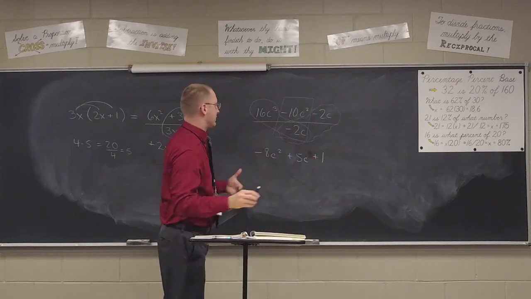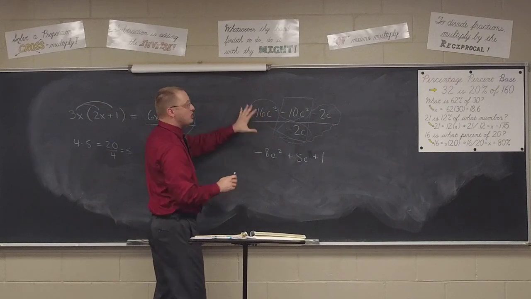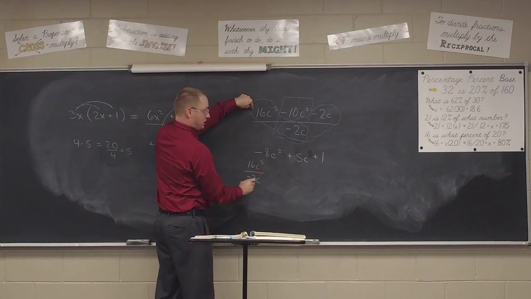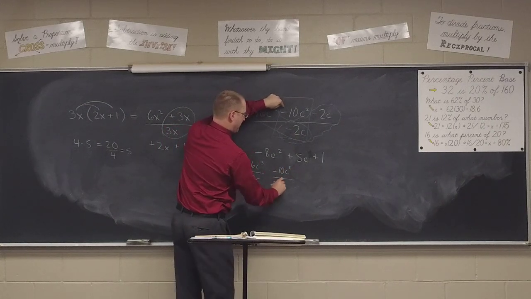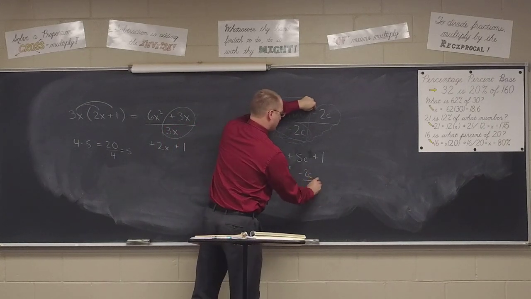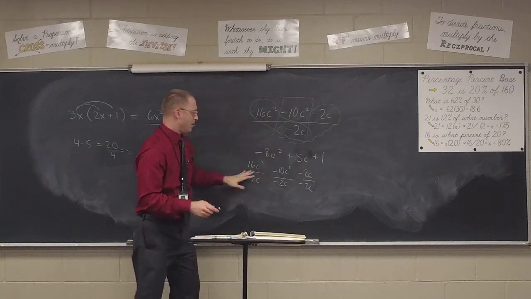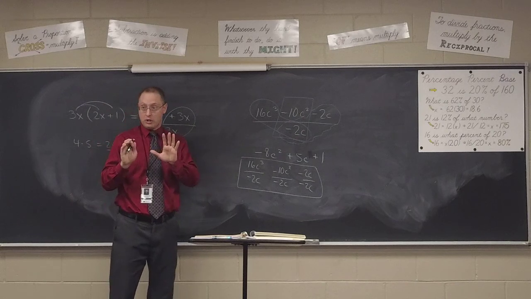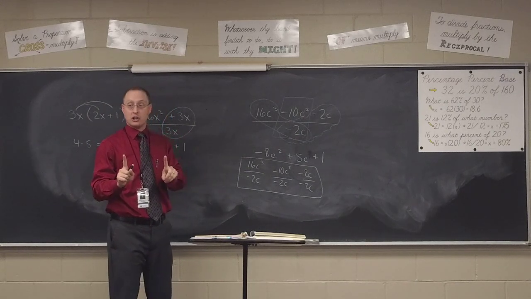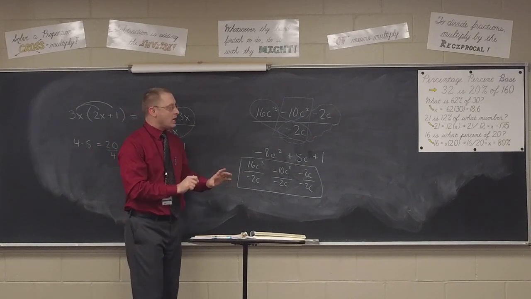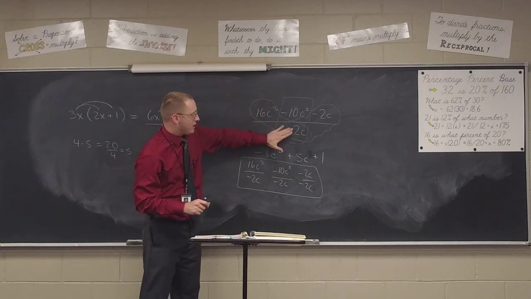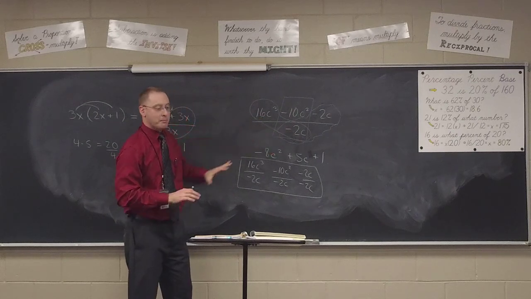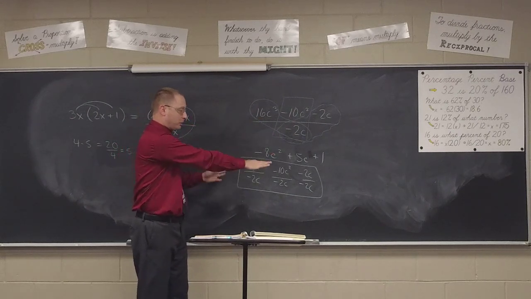Now, I will say this. The book recommends that you write this as 3 separate division problems. 16c cubed divided by negative 2c. Negative 10c squared divided by negative 2c. Negative 2c divided by negative 2c. No. But I am lazy. So, if you can be smart, you can be lazy. If you can realize you're dividing by this, dividing by this, dividing by this, and you keep coming back over it, fine. But if you needed to write them separately, you could do that.